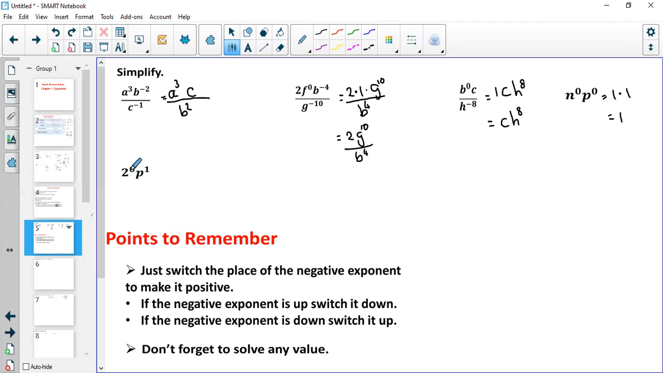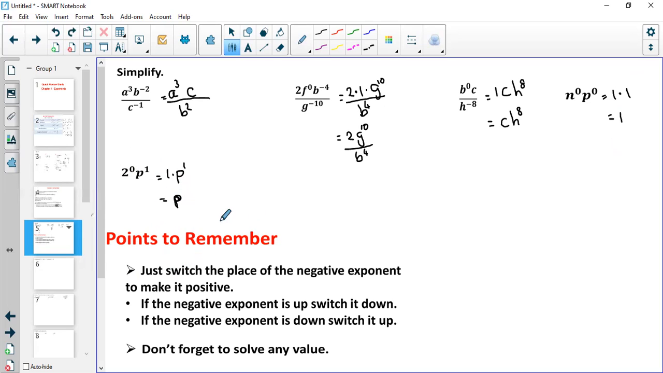Let's move on to this part. So here again, 2 to the power of 0 is 1. Then what is p to the power of 1? It just stays the same. So 1 multiplied by p is going to give you a p to the power of 1. We don't write the power of 1. So the answer is going to be p.